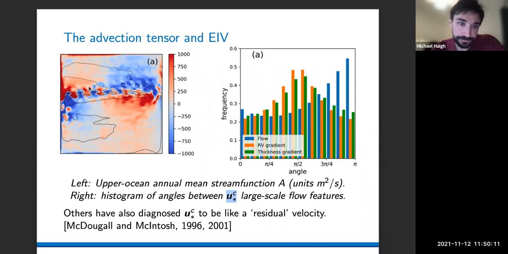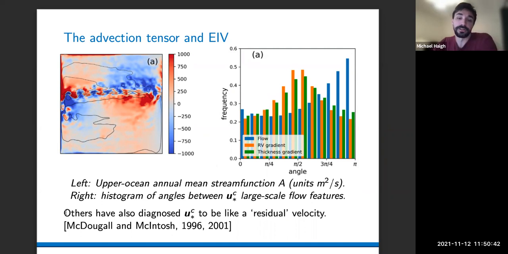So in the jet region, around here, it has speeds on the order of 1 meter per second. Elsewhere, it has speeds on the order of 1 centimeter per second. So the sum of the large-scale velocity vector and the eddy-induced velocity vector is quite aptly referred to as a residual velocity, because the two velocities will have significant cancellations with one another.